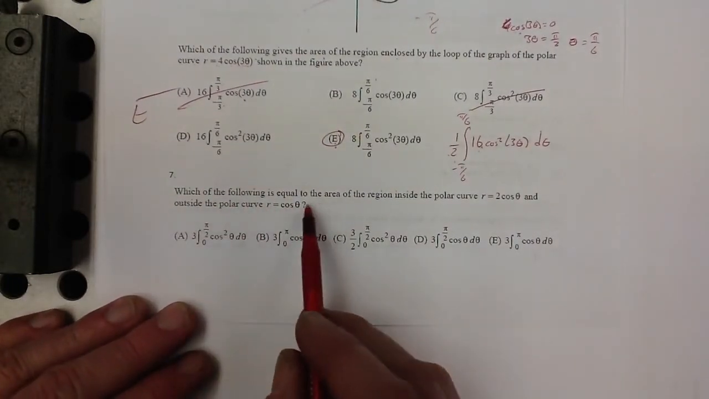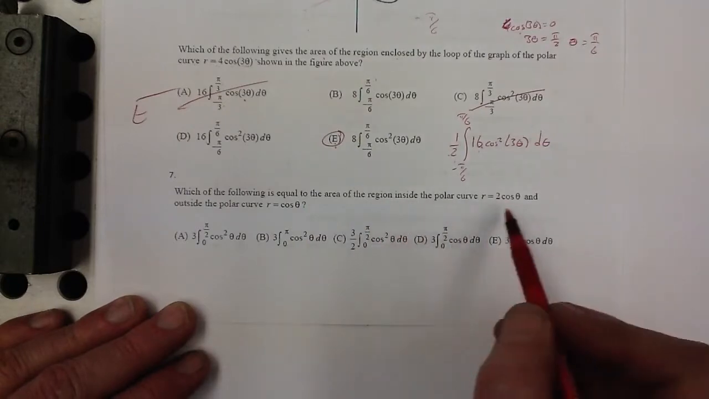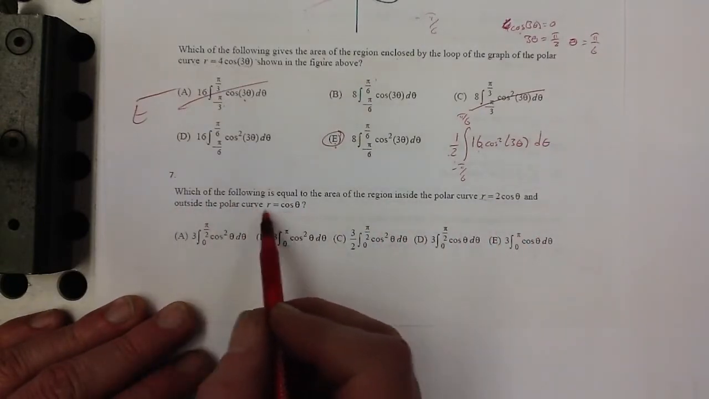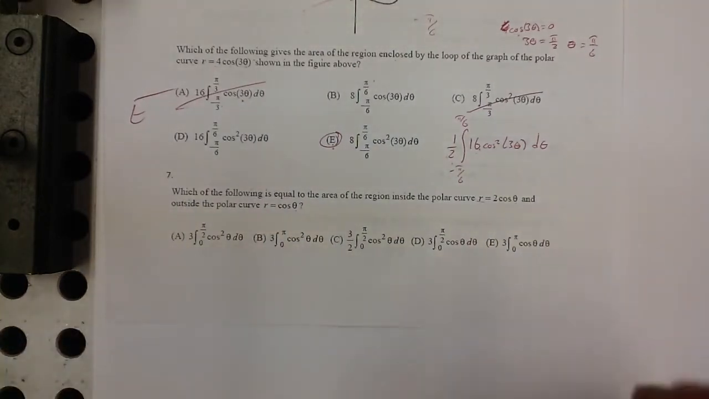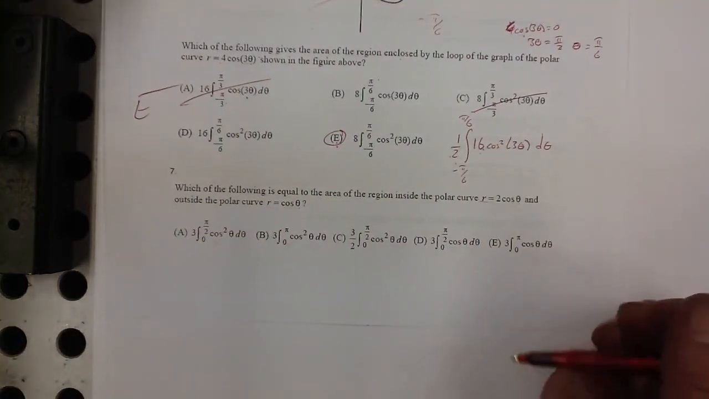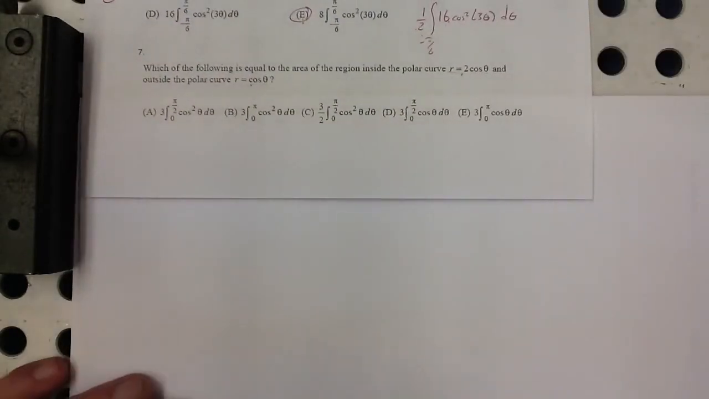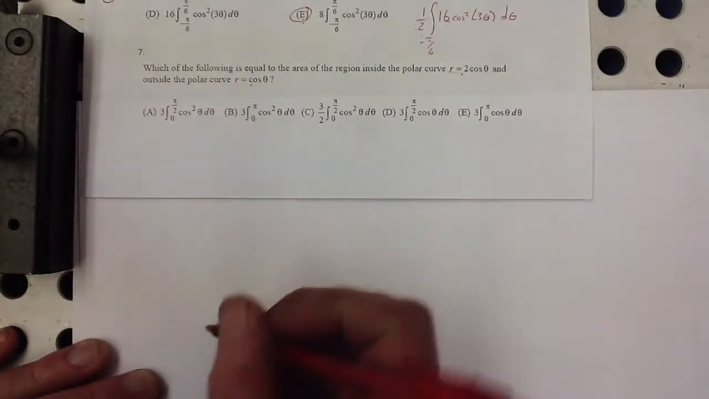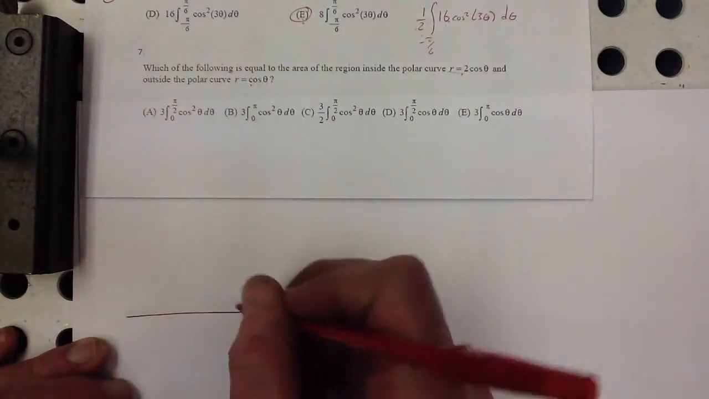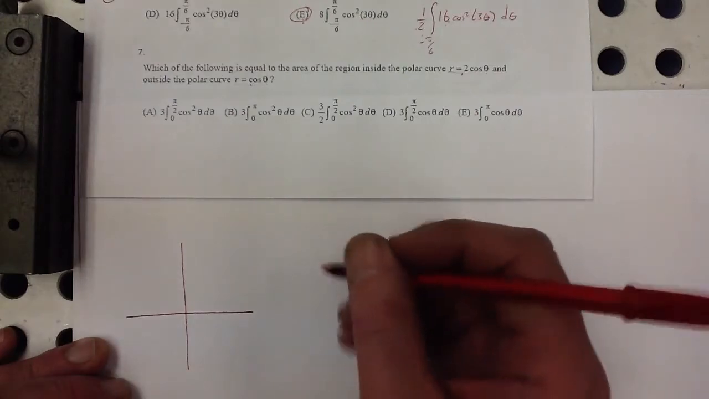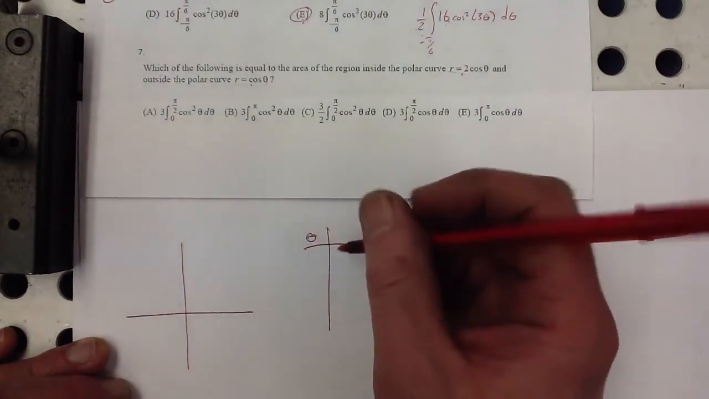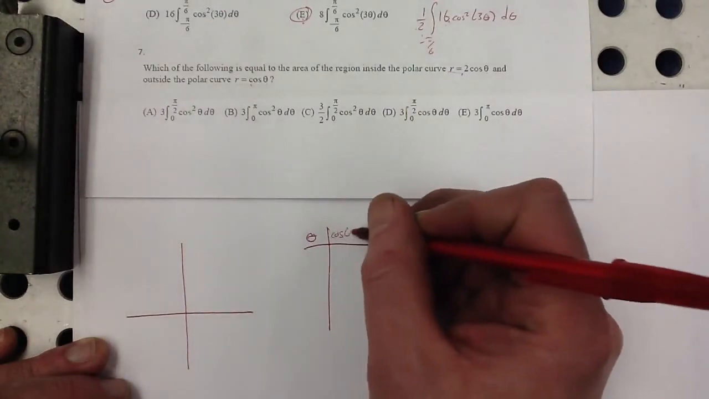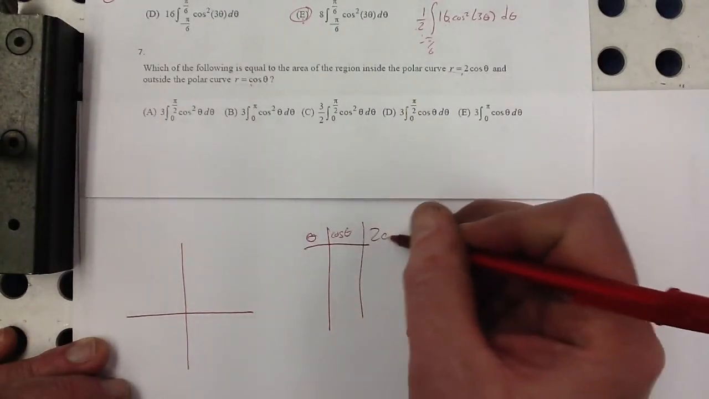Which of the following is equal to the area of the region inside the polar curve, this, and outside the polar curve, that? It might help a little bit here to make a quick sketch. These are those circles that we've been talking about, the ones that complete from 0 to pi. So, making a real quick sketch: here's theta, here's cosine theta, and this is the other circle, 2 cosine theta.